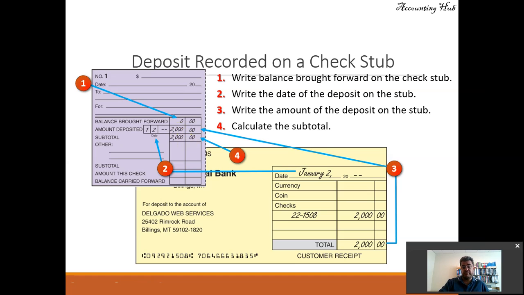You can do it on paper, on an Excel file, or whatever. Okay, so this one is in our check stub, so with our checks.